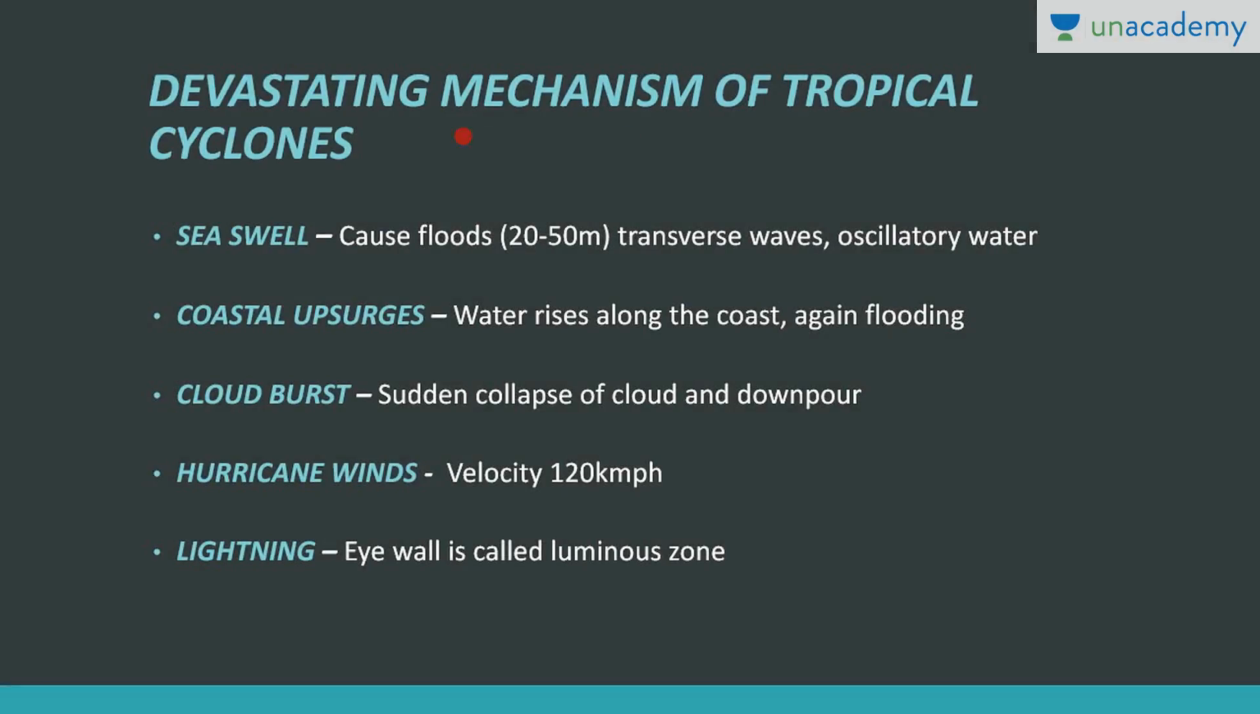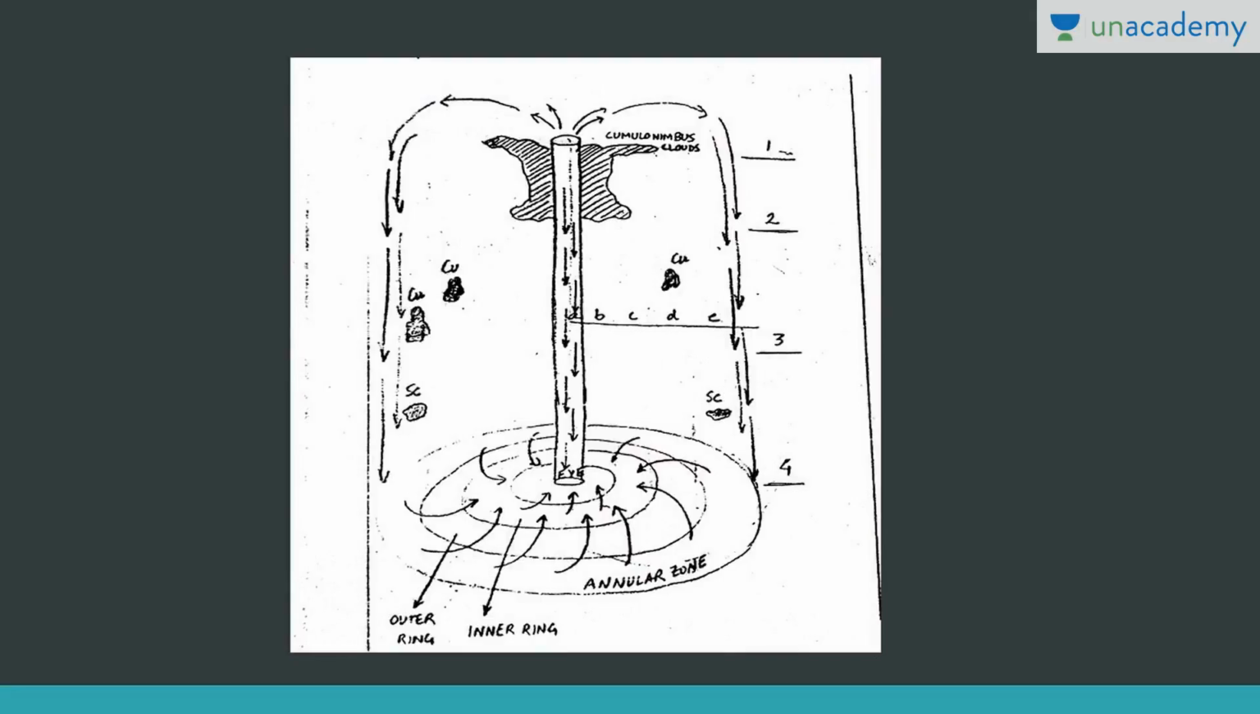Now the devastating mechanism of tropical cyclones, they can lead to sea swell that causes flood. They can lead to coastal upsurges. Here water is rising along the coast and again leading to flooding. Then it can lead to cloudburst condition, heavy downpour, hurricane winds, that is wind velocity in the range of 120 km per hour. Then it also leads to lightning due to cumulonimbus clouds, and that is mainly in the eye wall region. So this is all about tropical cyclone.